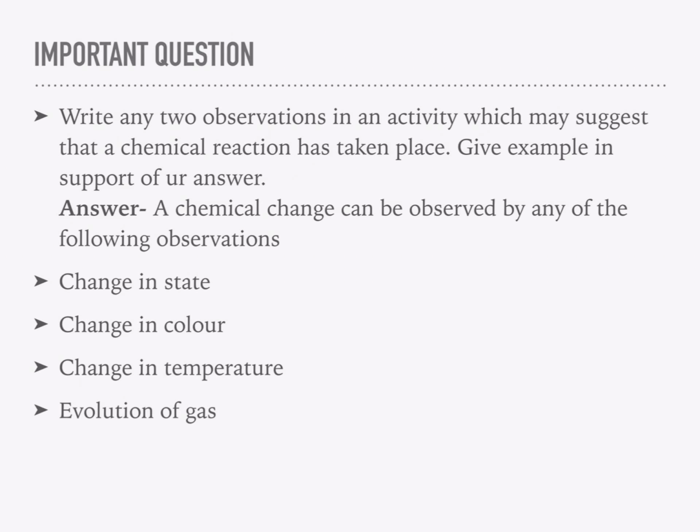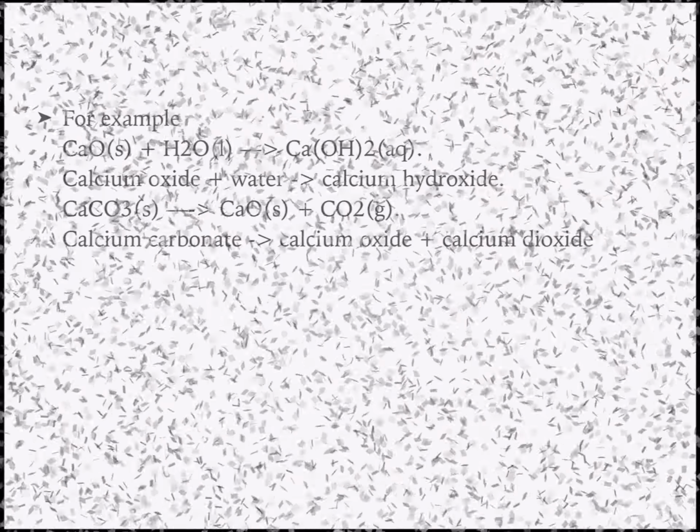Now we have one question which was asked in a previous year board examination: write any two observations in an activity which may suggest that a chemical reaction has taken place. Give an example in support of your answer. Answer. A chemical change can be observed by any of the following observations, like change in state, change in color, change in temperature, and evolution of gas.